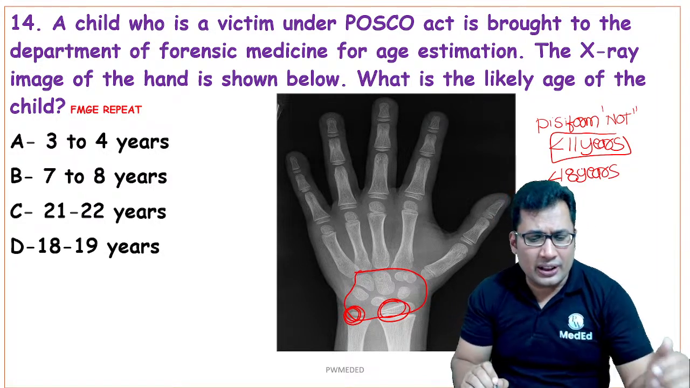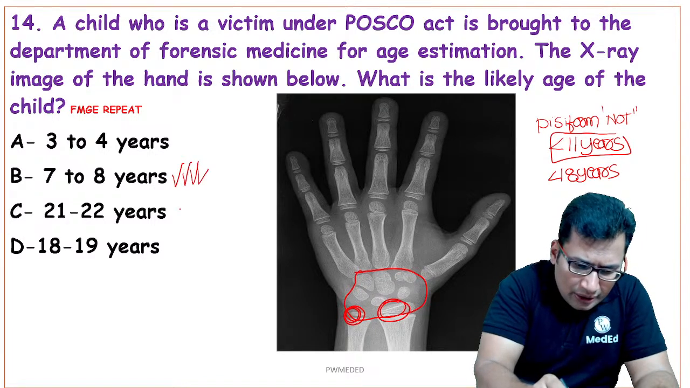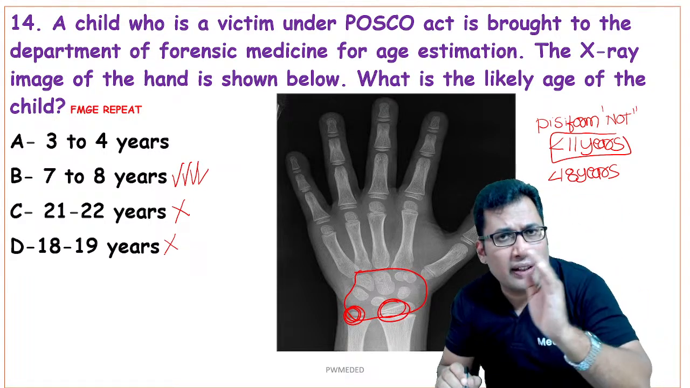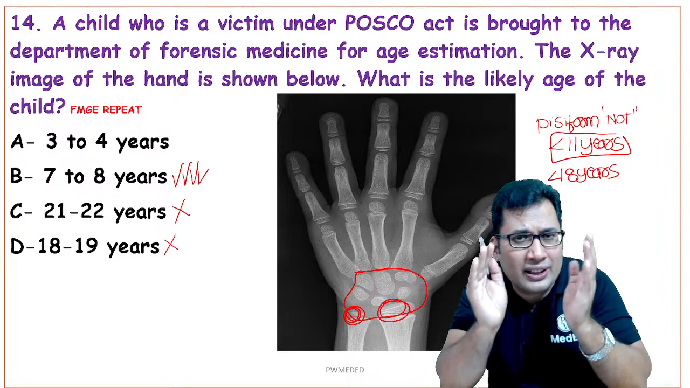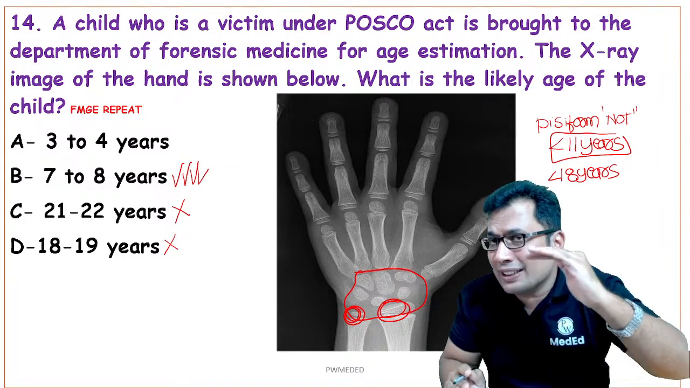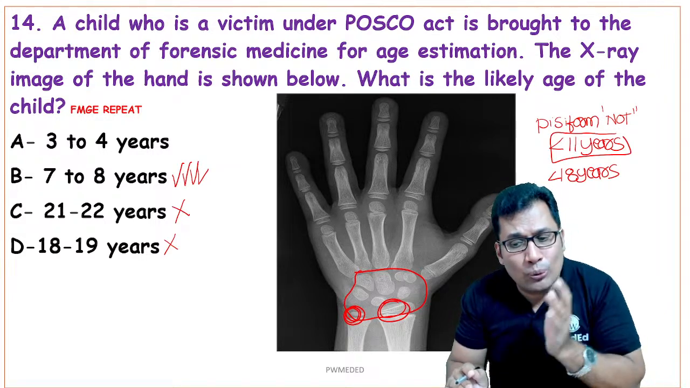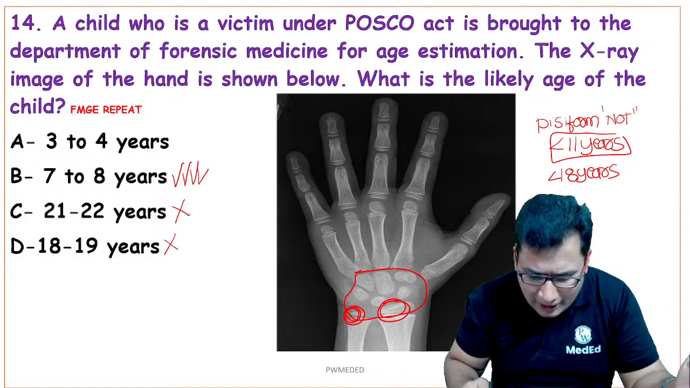So the best answer is 7 to 8 years. 21, 22 is wrong. 18, 19 is wrong because in the ulna and radius, a clear gap is seen. Whenever you see a clear gap, it means it is not ossified. That means it is less than 18 years and more than around 9 years. So usually 7 to 8 years is the correct answer.